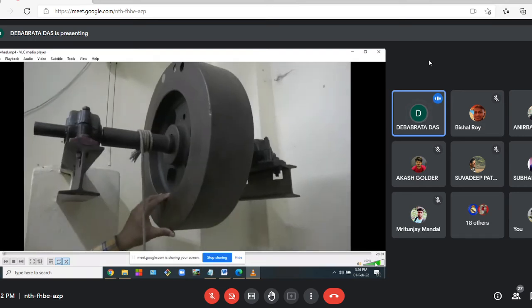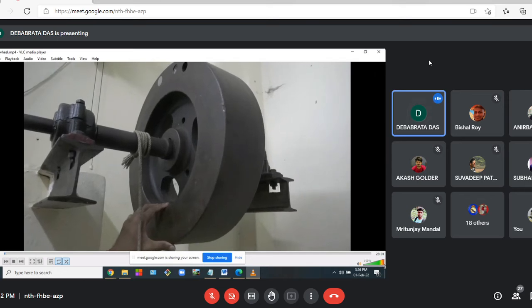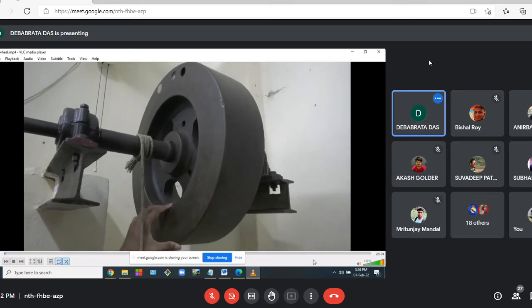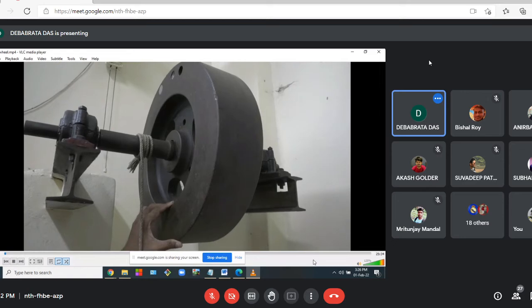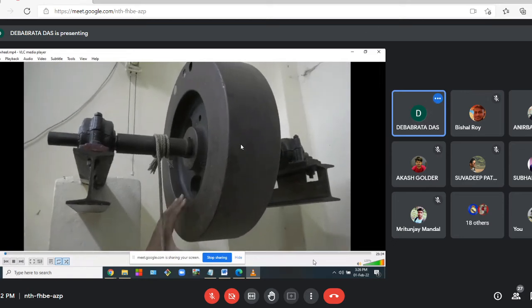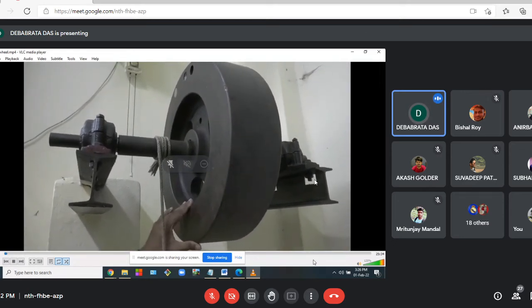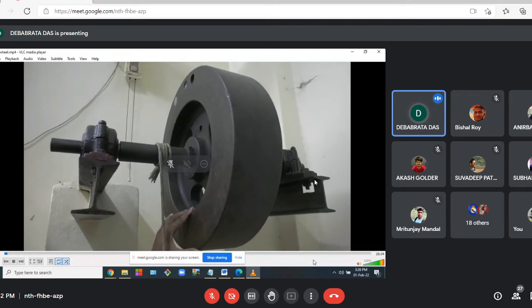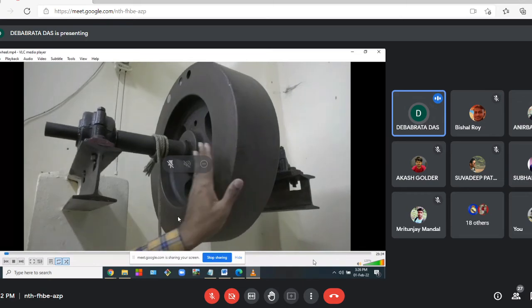The objective of this experiment is to determine the mass moment of inertia of a flywheel, and we need to determine its radius of gyration. I will explain the experimental setup first, and then the experimental procedure. So first, let us see which one is the flywheel. This is the flywheel.